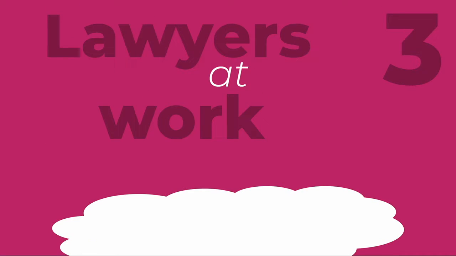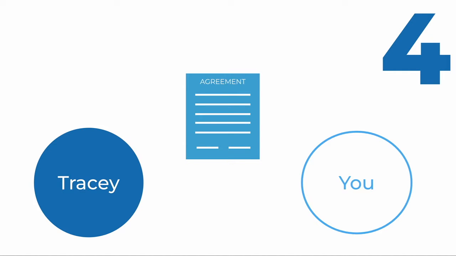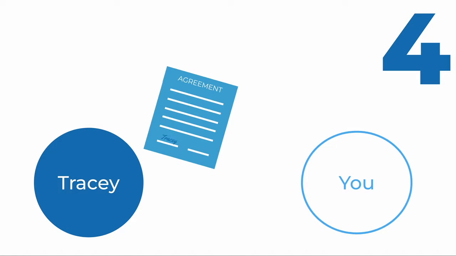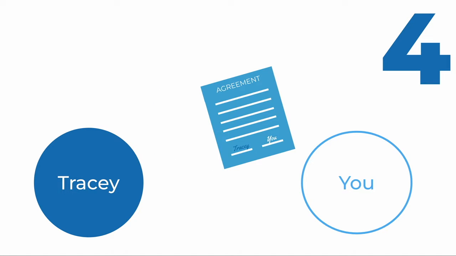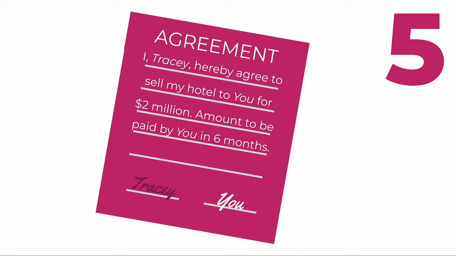And so the lawyers get to work and they are preparing this agreement. And there it is in all of its glory, and I sign it and you sign it. And so we have a written agreement, and its terms say this. They say, I, Tracy, hereby agree to sell my hotel to you for $2 million, amount to be paid by you in 6 months. Signed Tracy, signed you. So as you look at this, a couple things strike you that are not actually here or are different than what we orally agreed to.